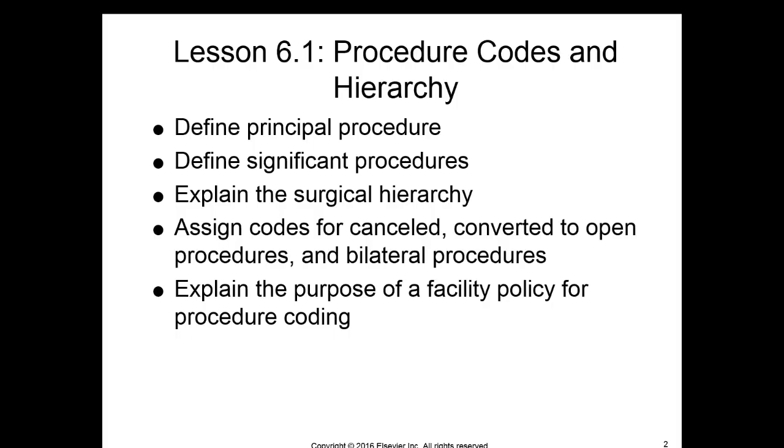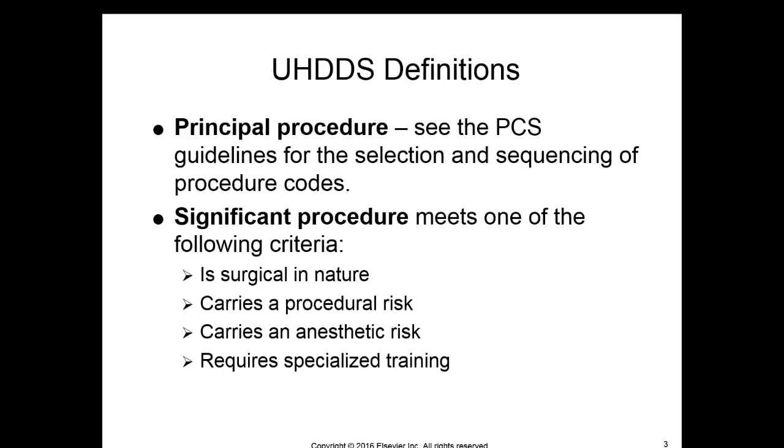In this chapter, we are going to be looking at the definition of a principal procedure, a significant procedure. We're going to look at the surgical hierarchy of the procedural coding system. We are going to look at the guidelines for not only assigning the procedure codes, but how we code a canceled procedure, a procedure that's converted from an open to a closed, and also coding bilateral procedures. And then we're also going to talk about the facility policy for procedure coding.